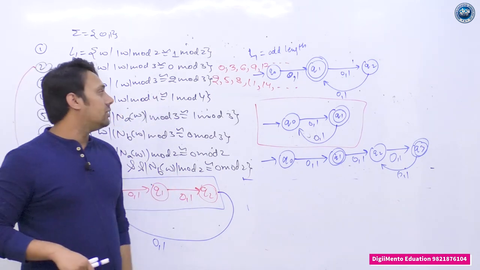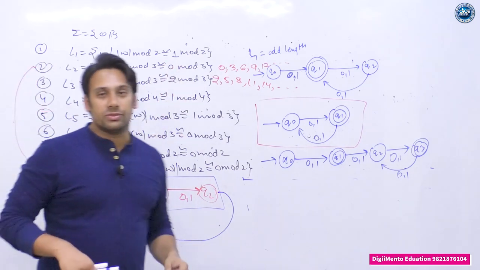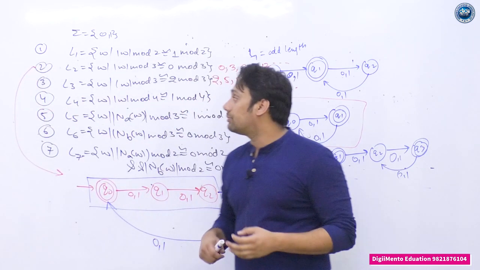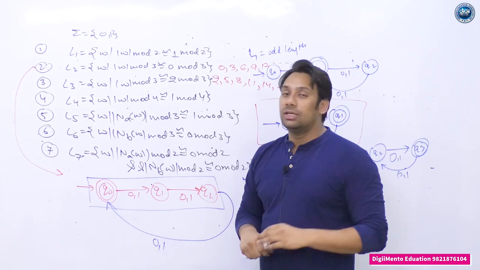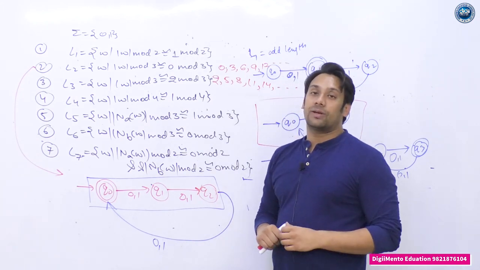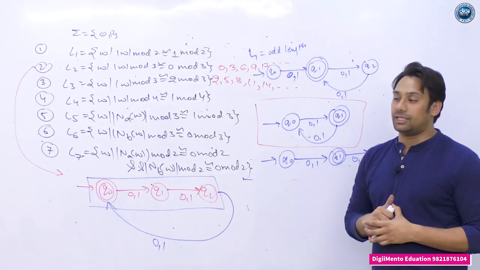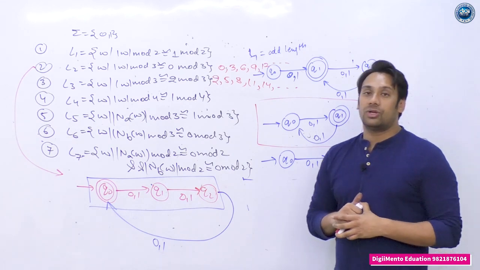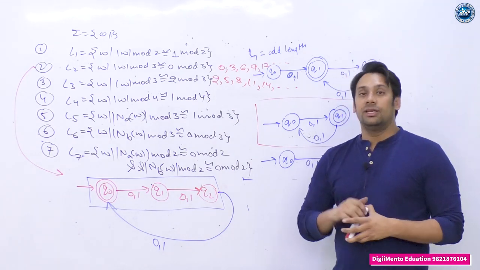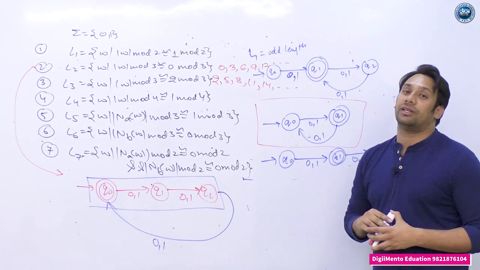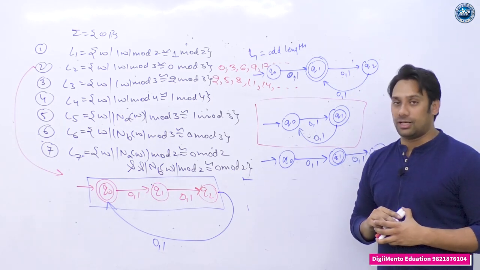jab bhi aapke paas ye sabhi length aaye, then you should accept it, otherwise you should reject it. So if you look at these three problems, agar aap ye teenon problems ko check karenge, problem number 1, problem number 2 and problem number 3, the number of strings present in these languages are infinite. Yahan par infinite number of strings is language mein exist karti hain. These languages are not finite. Ye languages finite nahi hain.